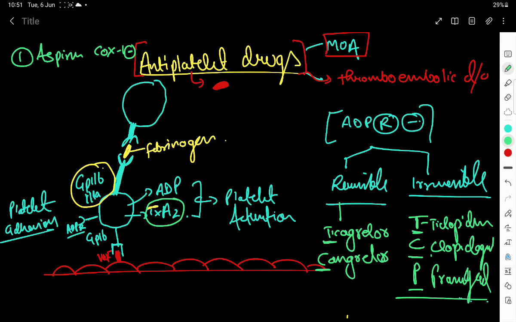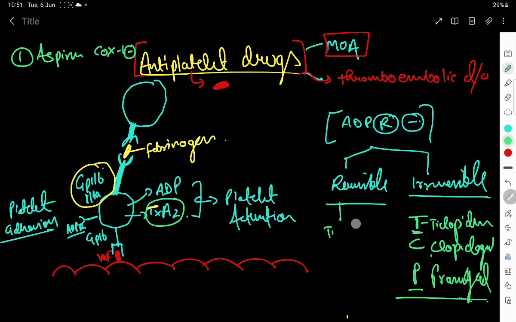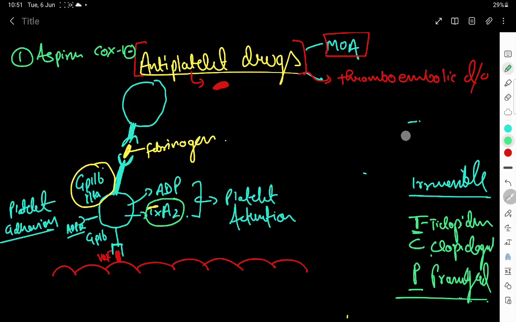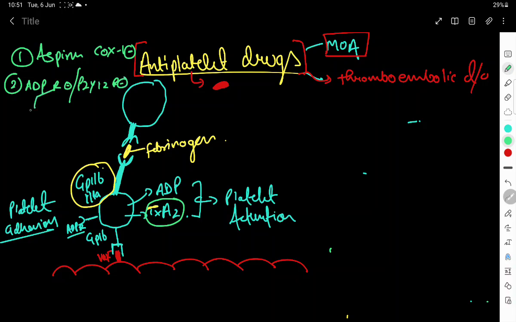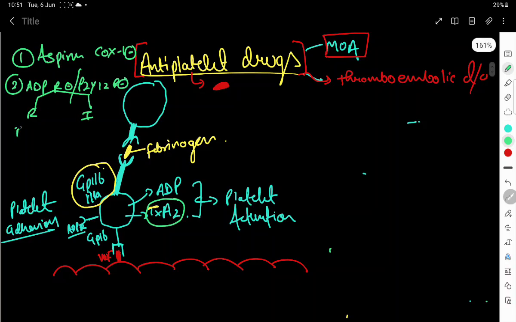of thrombus formation. Okay, so this is the second class of drug we have studied, the P2Y12 receptor inhibitors. Let's summarize it. The second class of drug is the ADP receptor inhibitor or P2Y12 receptor inhibitor. We have the reversible and we have the irreversible. The reversible ones are T and C, and the irreversible ones are T, C and P.